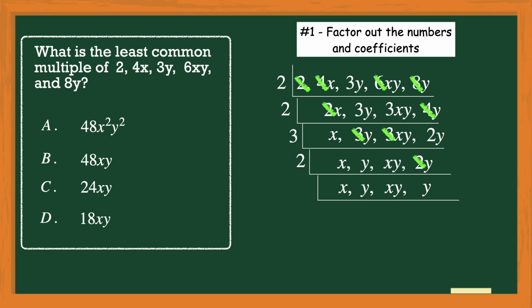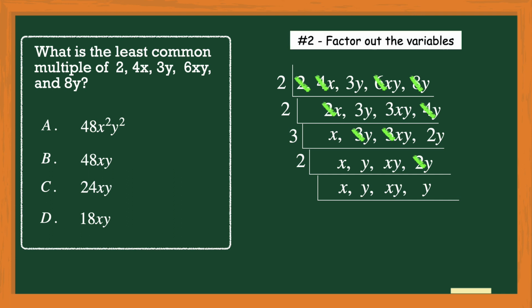Now, as you can see, I only have the variables left. So my next step is to factor out the shared variables. I will factor out the x first. The 2 x's here cancel each other out, and I'll bring down the y's. The last variable to factor out is the y, and I'm sure you already see that the y's will cancel each other out, and I'm done factoring.